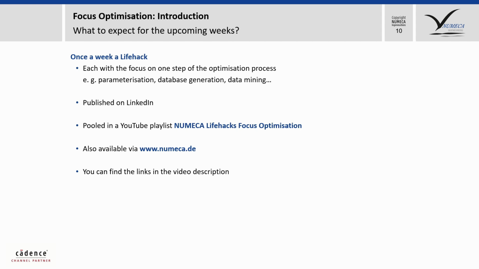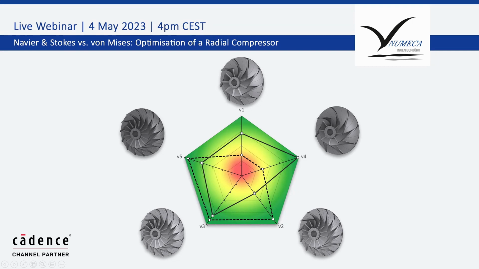Furthermore, in the next week we will have a live webinar where we will show you one optimization case where we are optimizing a radial compressor, including the CFD flow and structural mechanics with the von Mises stresses. So I hope to see you in that webinar next week.